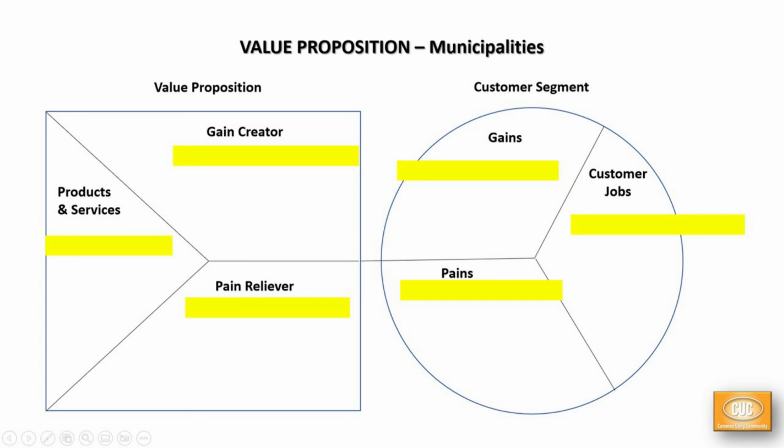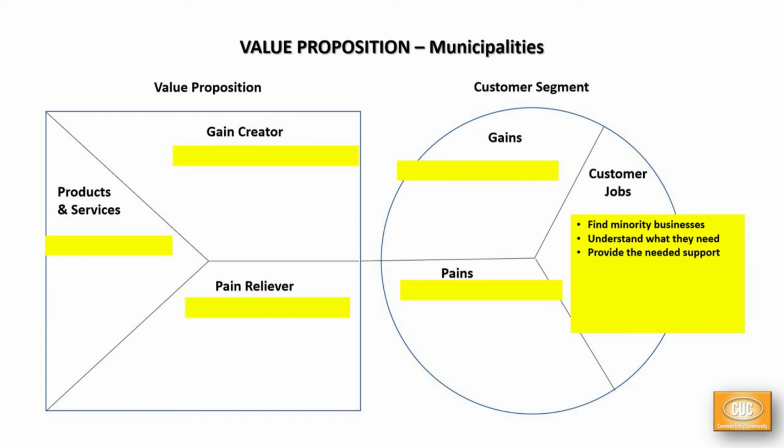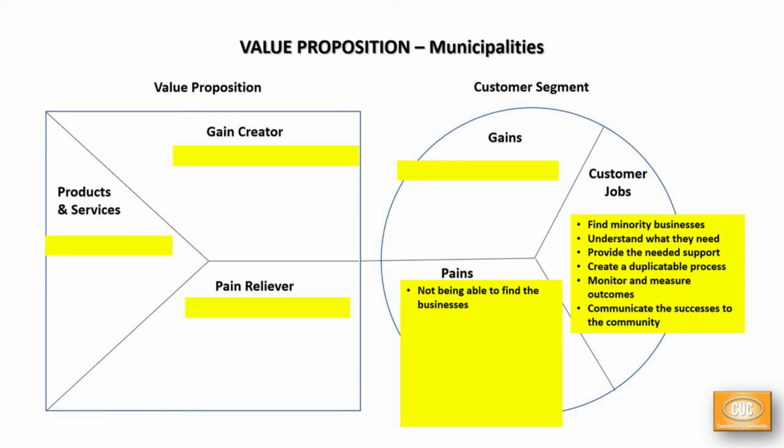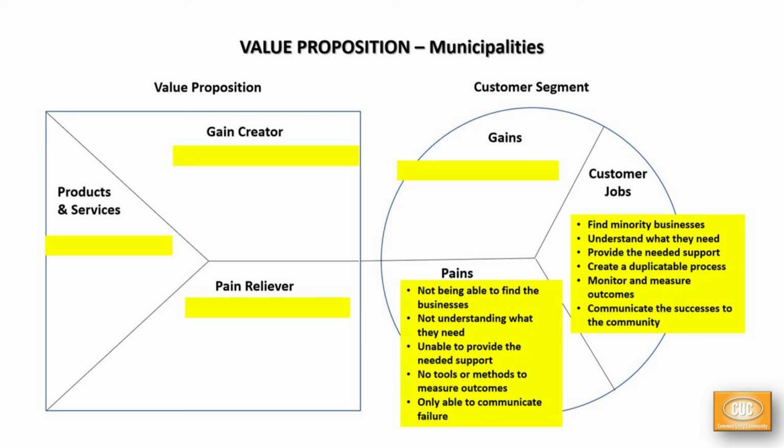So, looking at the city as our customer, their jobs, as we understand them, are to find minority businesses, understand what they need, provide the needed support, create a duplicate process, monitor and measure outcomes, and communicate the successes to the community. The pains, or things that get in the way of the jobs, we see them as not being able to find the businesses, not understanding what those businesses need, being unable to provide the needed support. We don't think they have a good working process or tools or methods to measure the outcomes, and unfortunately are only able to communicate failure.